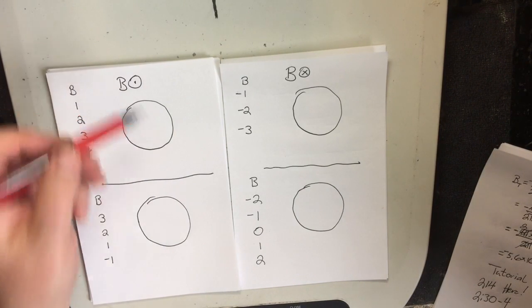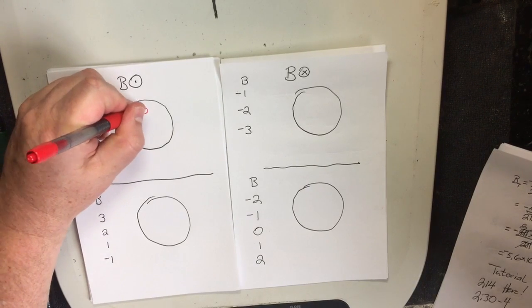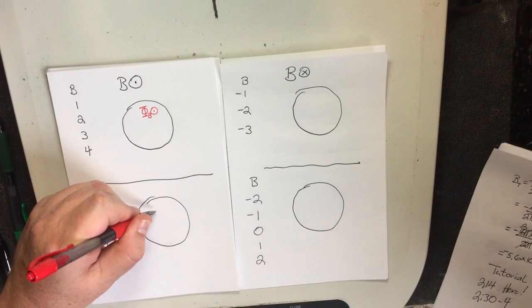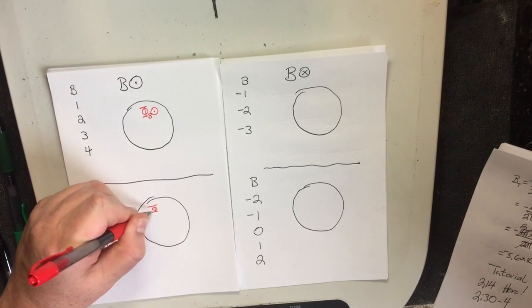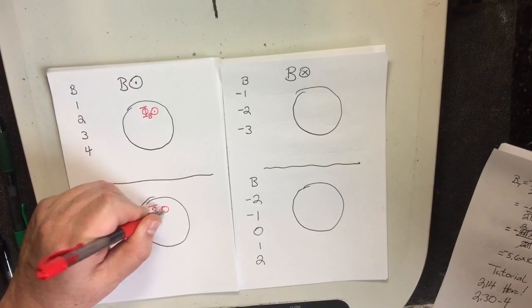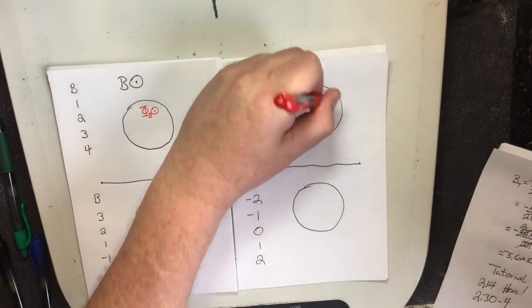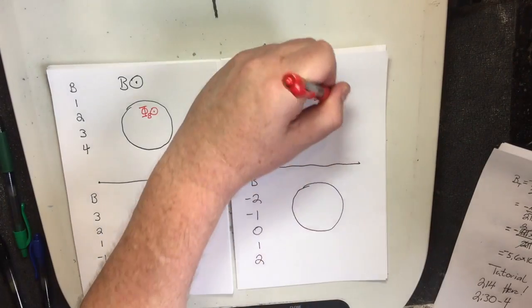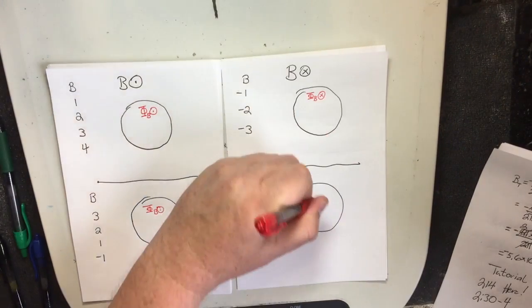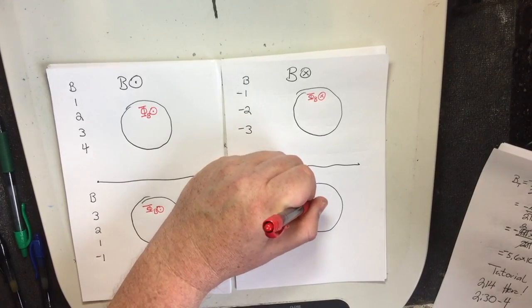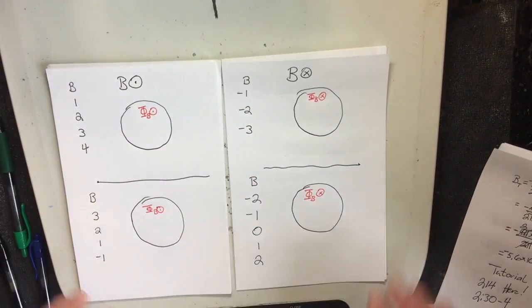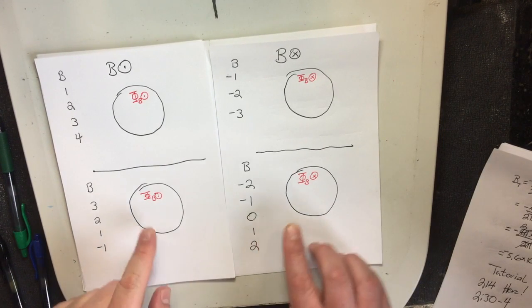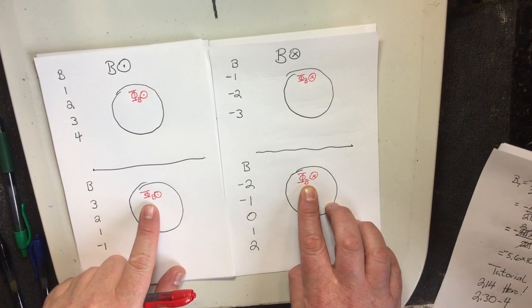The B field is out, so the magnetic flux is out. Here the B field is in, so the magnetic flux is in. Now in these 2 cases, with time, the flux itself will flip.